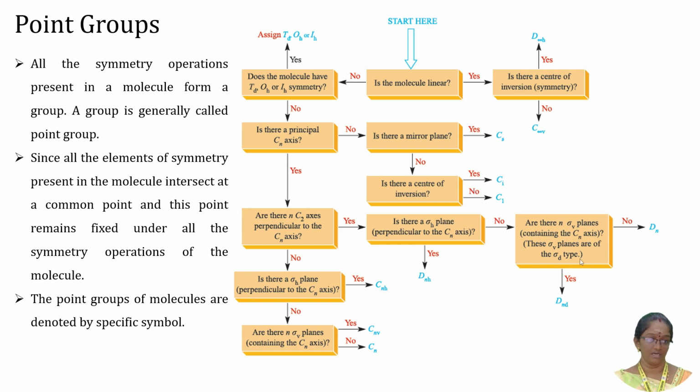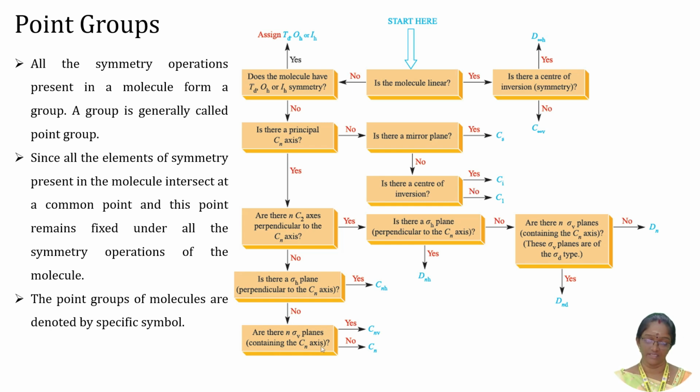No means: is there a sigma plane, that is, the plane perpendicular to the Cn axis? Yes, the molecule will possess the Cnh point group. No means we have to consider: are there n sigma v planes, that is, the planes containing the Cn axis? Yes means the molecule possesses Cnv. No means the molecule possesses the Cn point group.